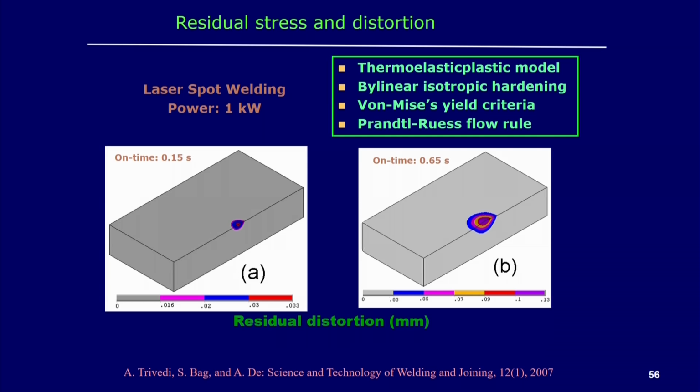Similarly, in laser spot welding we can find this simulation of the residual distortion for a 1 kilowatt laser spot welding. In the first case, when the laser on time is 0.15 second, the residual distortion is very small and confined to a very small area. But once the laser on time increases up to 0.65 second, the area through which we can observe the residual distortion actually increases.